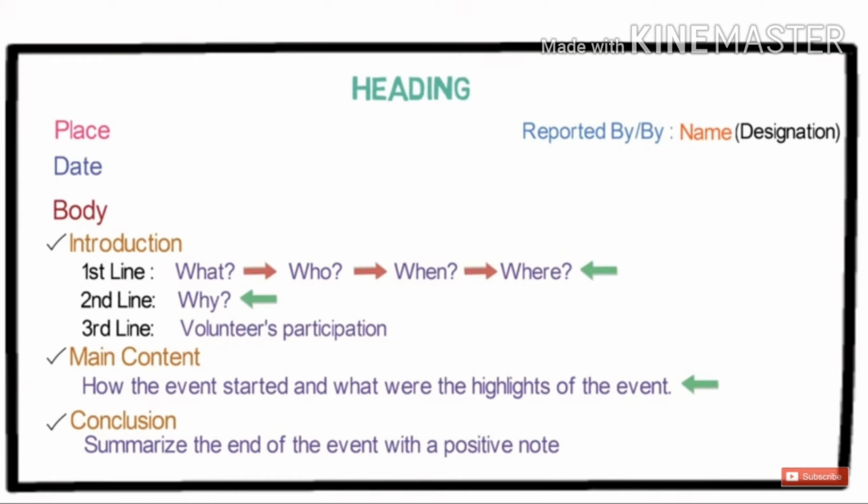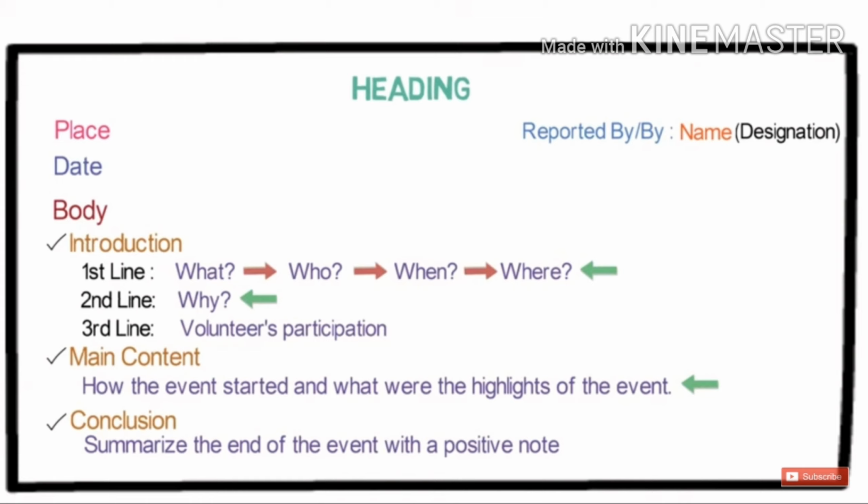In the introduction, try to answer the questions in sequence. That is, what is the event, who conducted it, when was it conducted, and where was it conducted. In the second line, try to answer why the event was conducted, and in the third line, you can write the names of the participants or the volunteers that took part in the event.